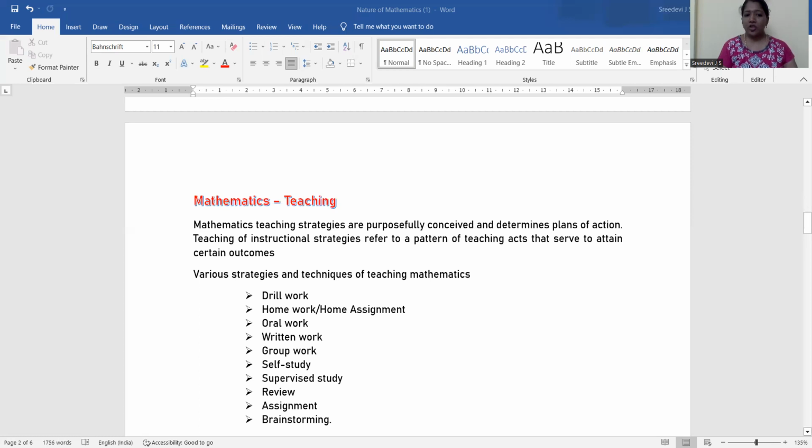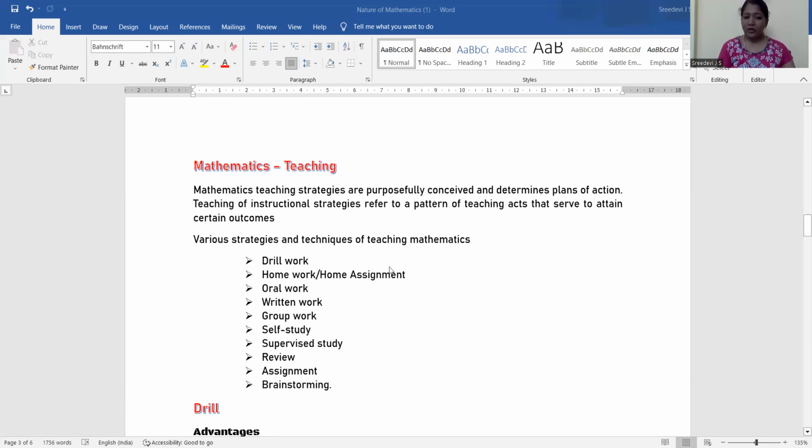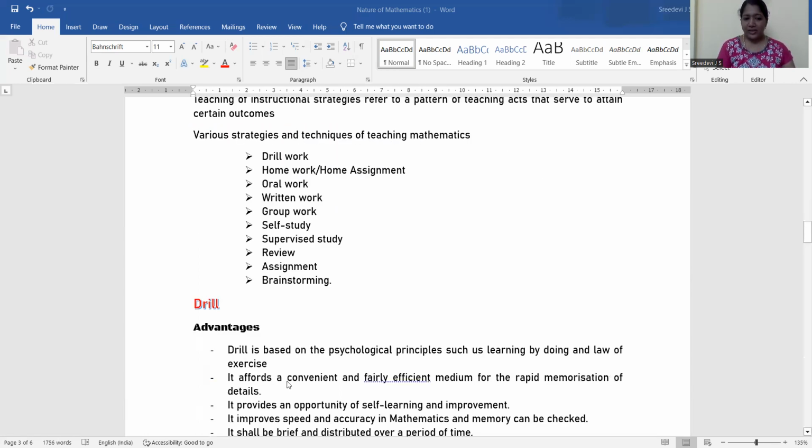Now, the teaching of mathematics includes various strategies and techniques. Okay, so it includes drill work, homework, home assignment, oral work, written work, group work, self-study, supervised study, review, assignment, and brainstorming. So in this video, we are going to see drill work, homework or home assignment, oral work, written work. Then in the next part, we will cover the other strategies as well.